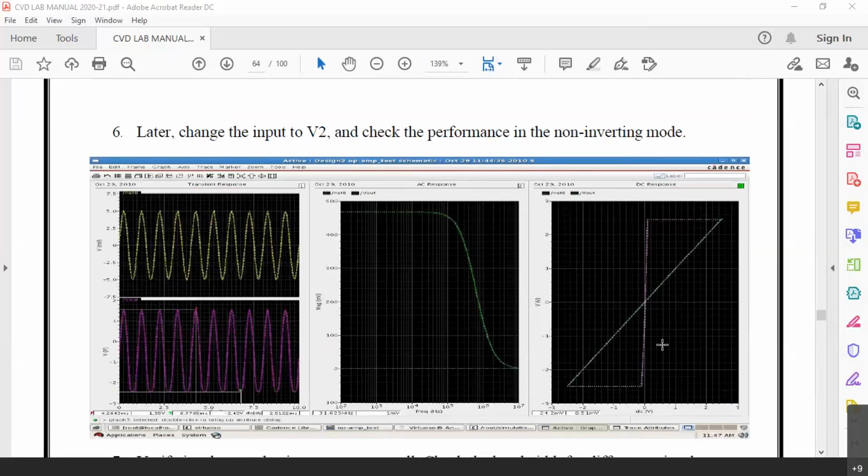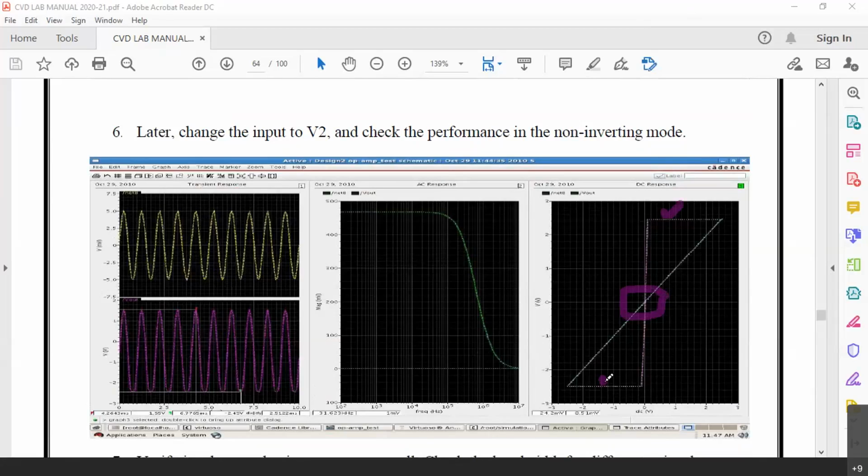But in the DC response you can see when the input is rising until 0, the output has remained at minus 2.5. Suddenly near 0, the output has gone up to plus 2.5. And afterwards, it has remained at plus 2.5. I had told you about the Q point there. Now, this is the Q point where we can use it like a small signal amplifier in the open loop gain also. Otherwise the gain is really very high.